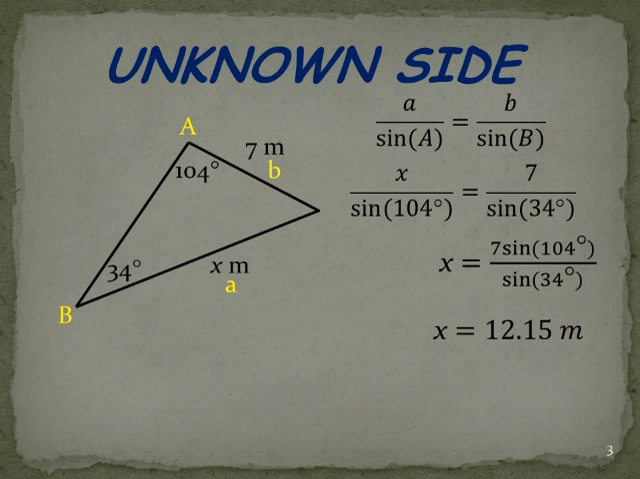Now's the time you use your calculator, and you come up with the answer 12.15 metres to the nearest 2 decimal places.